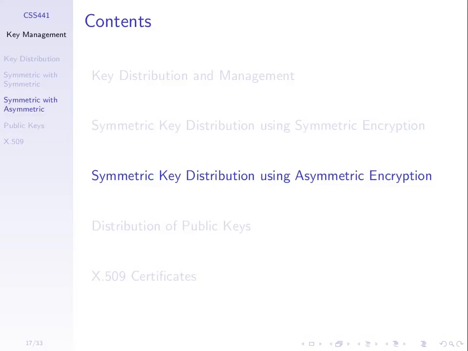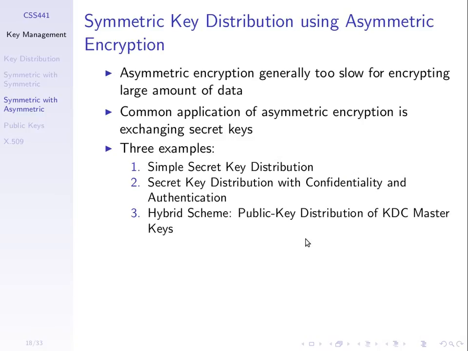Why do we care? Well, what we commonly do nowadays is encrypt our data, which we want to do fast, using symmetric key encryption. But to get that symmetric key, that shared secret key, from A to B, we'll use public key encryption or asymmetric encryption. And that's summarized here. Asymmetric or public key encryption is generally too slow for encrypting a large amount of data.